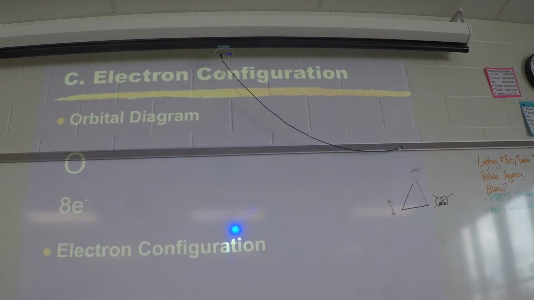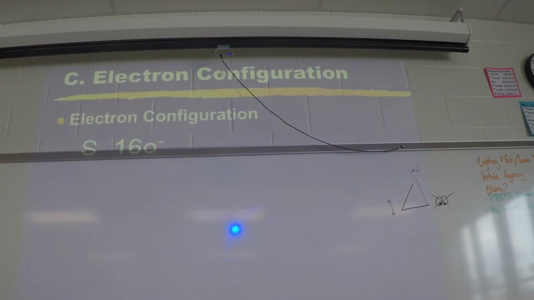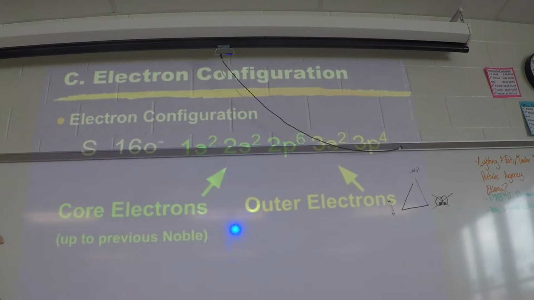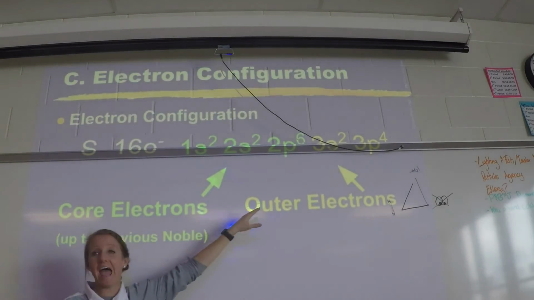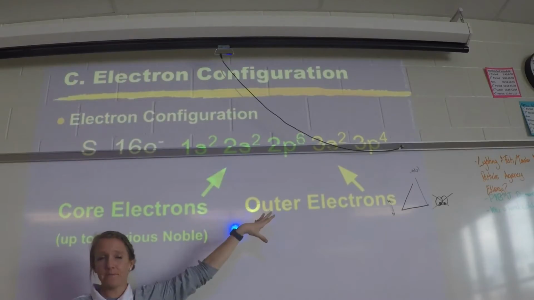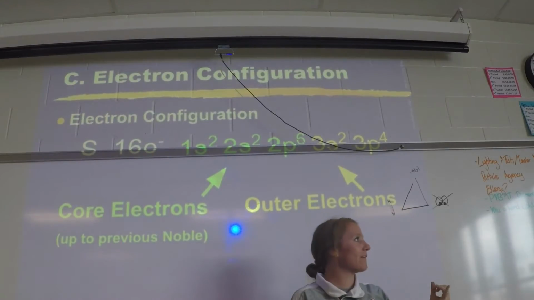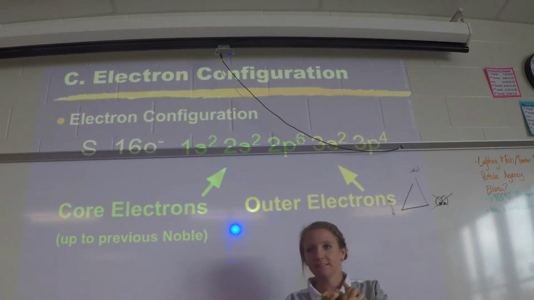A lot with the warm-up, so I think we're good. So with the shortcut, the reason why it works and the reason why we can use it is that what it's doing is separating the difference between what's known as a core electron versus an outer electron, okay? Because if you notice, we just did silicon, okay?